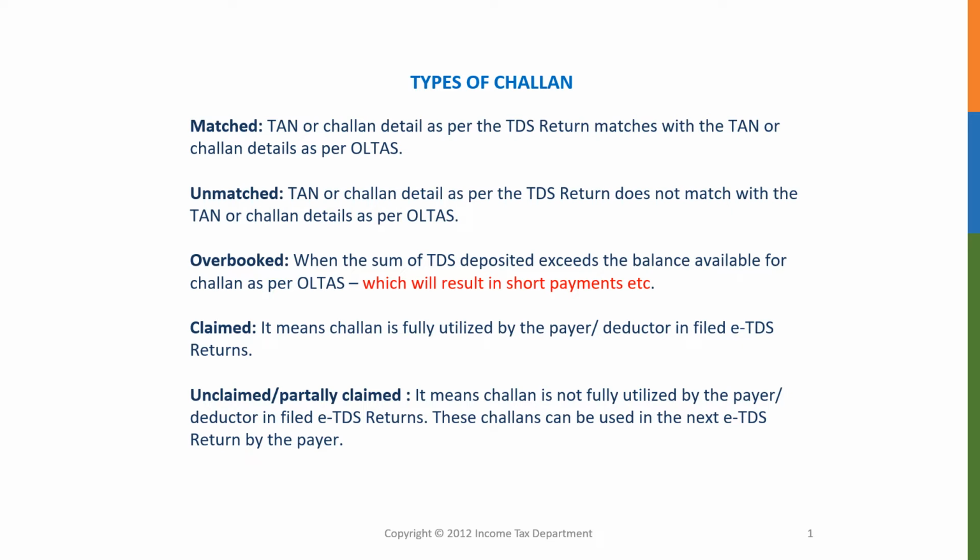Our next category of Challans is the claimed Challan, which means the Challan is fully utilized by the payer or deductor while filing the TDS return. Similarly, we have the unclaimed or partially claimed Challan, which means the Challan is not fully utilized by the payer or deductor while filing the TDS return. So these Challans can be used by the payer while filing the next TDS return.